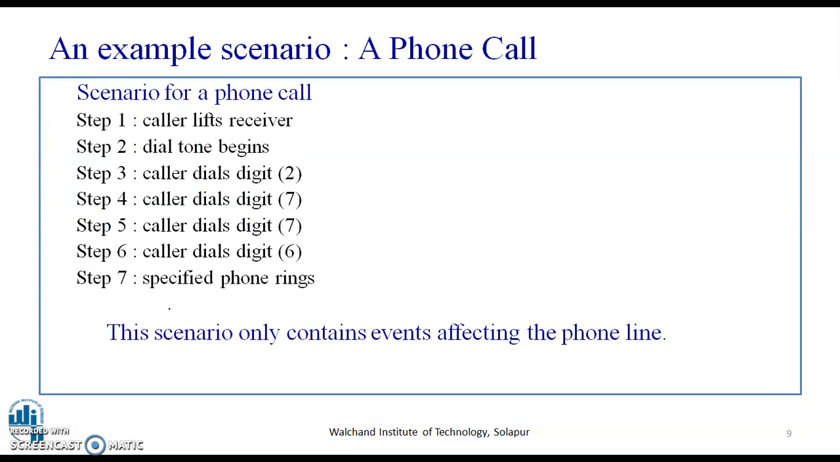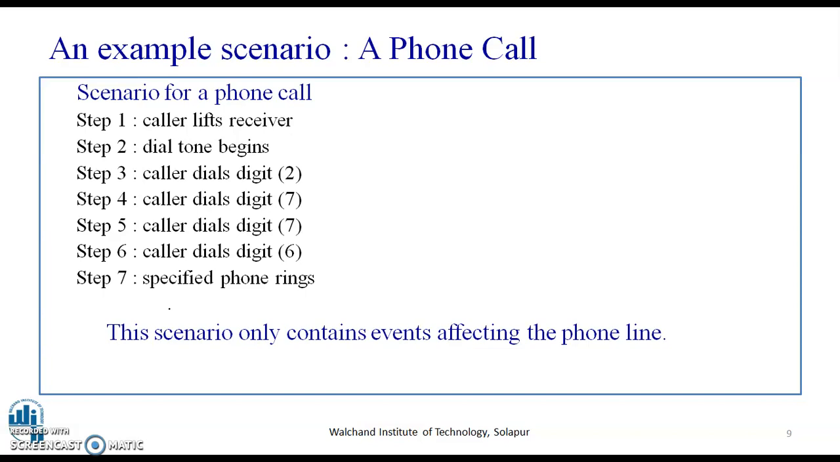Now, consider an example scenario. A scenario of a phone call. Now, when we make a particular phone call, there's always two persons involved in it: one is the caller and the other is the callee. And obviously, we consider the phone line, because that is the object through which we are interacting.